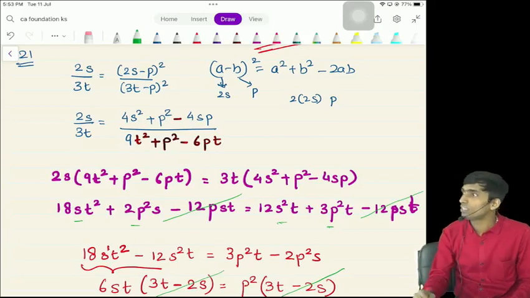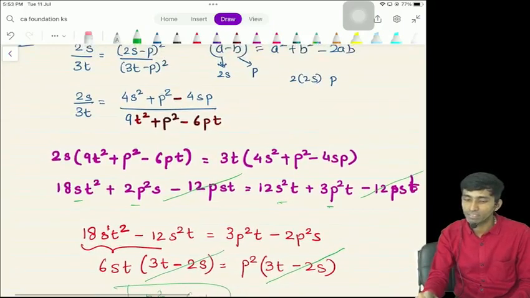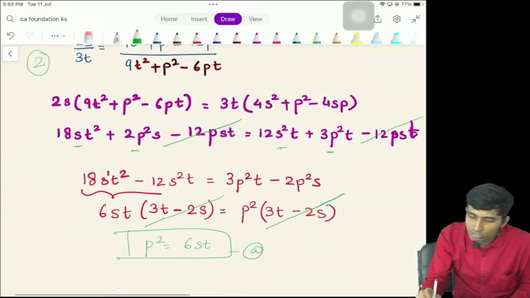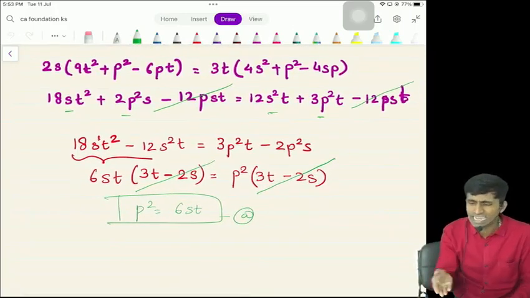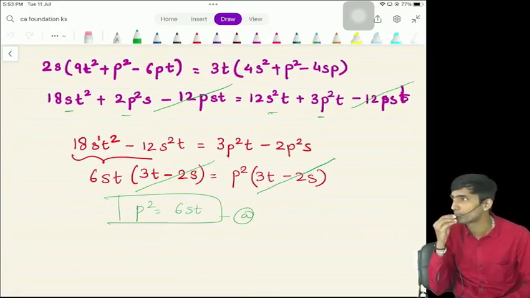Should I scroll down? Till the second step? This is the second step. Should I scroll down? In 6 steps you are getting the answer. Okay, therefore on the right hand side you have 6.